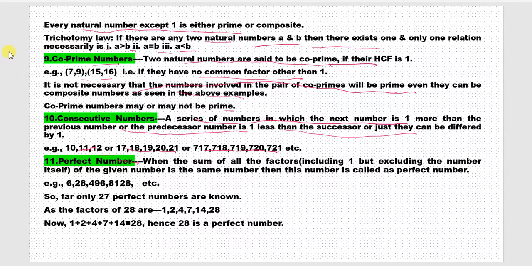Perfect number. What is a perfect number? When the sum of all factors of a given number, including 1 but excluding the number itself, is the same number, then the number is called a perfect number. 6, 28, 496, 8128, etc. So far only 27 perfect numbers are known. If we factorize 28, we find the factors 1, 2, 4, 7, 14, 28. Adding these factors excluding 28: 1, 2, 4, 7 and 14, we get 28. Hence 28 is a perfect number.